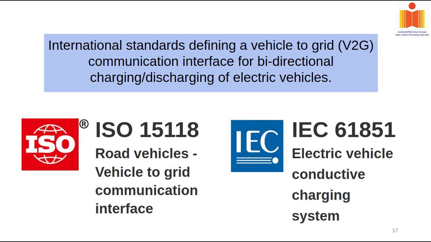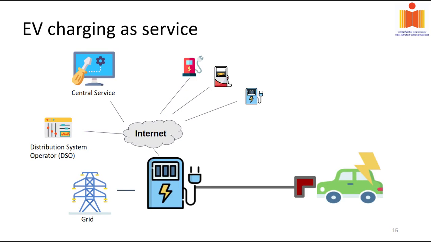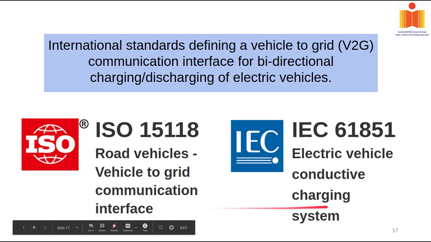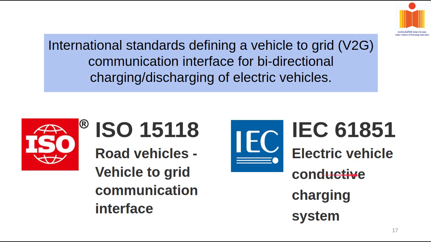Now we stressed enough about standards in the last session. To enable this kind of service and this kind of plug-in capability, definitely standards are needed. Already 2 standards I showed on the screen. These are the international standards defining a vehicle to grid communication interface for bidirectional charging or discharging of electric vehicles. These are 2 standards organizations. ISO is the International Organization for Standardization, and IEC is the International Electrotechnical Commission. ISO 15118 is the standard pertaining to road vehicles, vehicle to grid communication interface. Another standard is IEC 61851, electric vehicle conductive charging system. So like this we found a couple of standards.